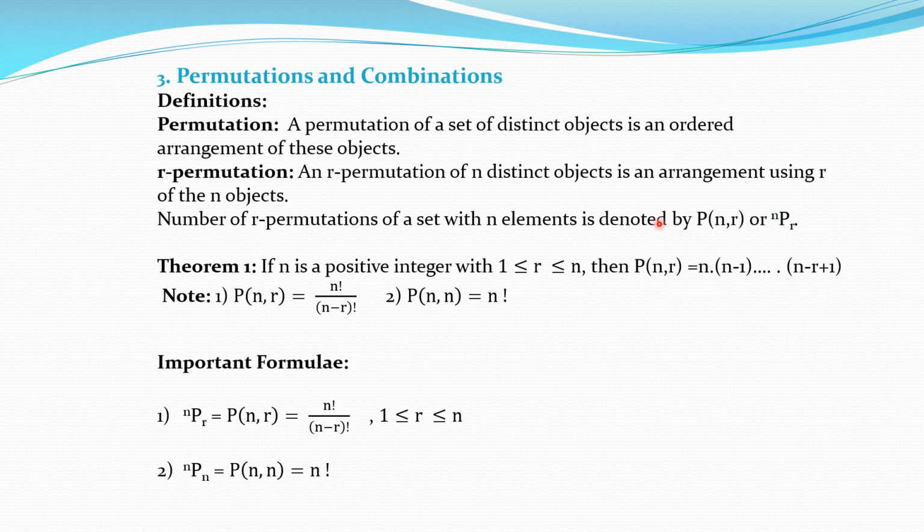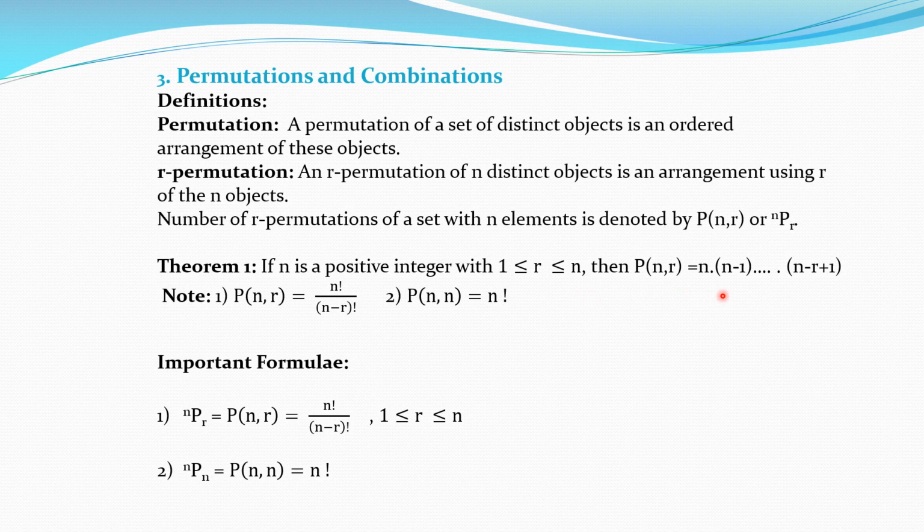Now see how to find that answer. So for that we are using this theorem. If n is a positive integer with 1 less than or equal to r less than or equal to n, then P(n,r) is equal to n into n minus 1 and so on, up to n minus r plus 1. So this formula actually comes by product rule because we are arranging only r elements at a time out of n elements. So it is nothing but arrangement at r places by taking n different objects.